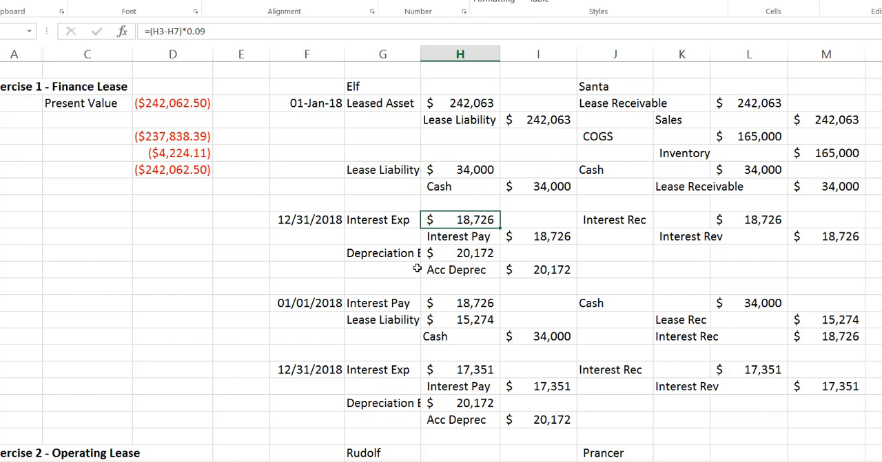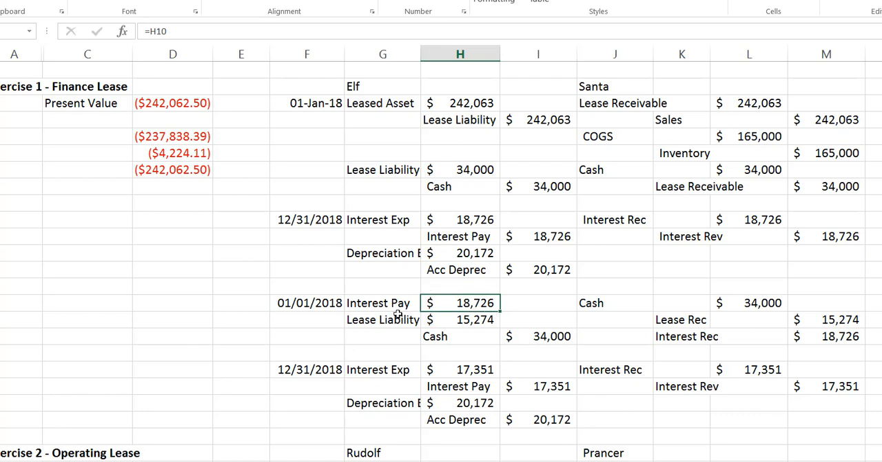And then because it is a finance lease, the lessee is going to record depreciation. This is now treated as if they owned it. And we're going to use the 12-year useful life because when a bargain purchase exists, we use the useful life, not the life of the lease, because we expect to have it all 12 years. So there is the depreciation for 12 years.